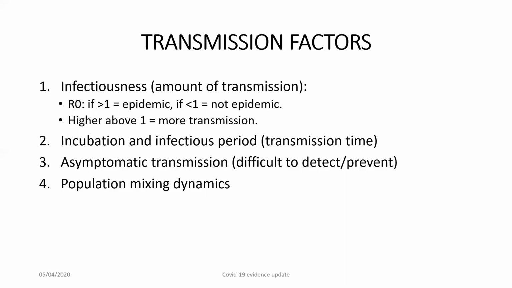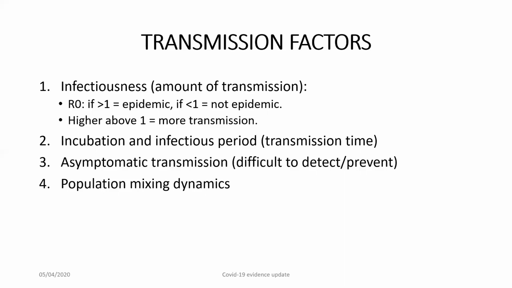The first factor I'm going to talk about here is the infectiousness of the virus, which gives a likelihood of the infection being passed from one person to another. This is quantified by the R0, which if below 1 generally results in a reducing number of cases, and if above 1, an increasing number of cases, giving epidemic potential. The higher above 1 it is, the more transmission there is in a population.